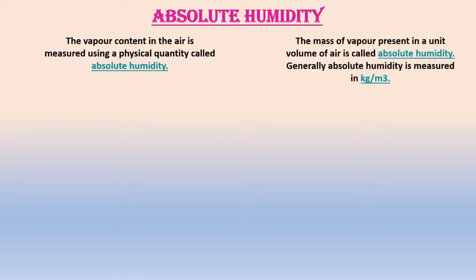Absolute humidity. The vapor content in the air is measured using a physical quantity called the absolute humidity. This absolute humidity measures the amount of water vapor in the air. And how do we define it? The mass of vapor present in a unit volume of air is called absolute humidity, and it is measured in kilograms per meter cube. The unit of absolute humidity is kg per meter cube.